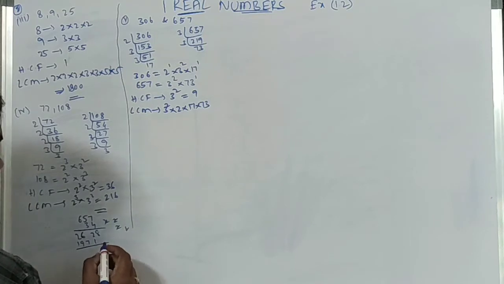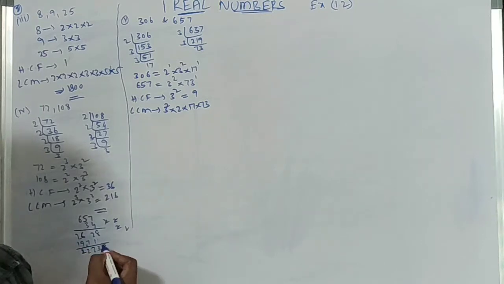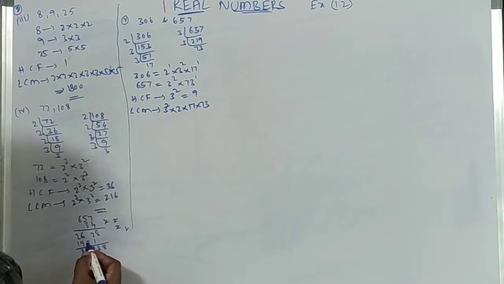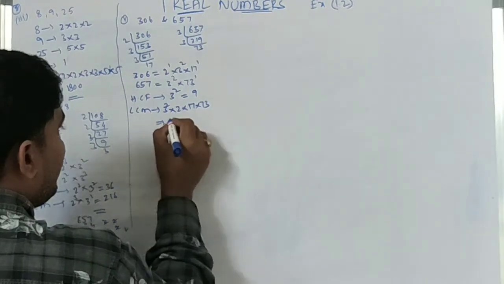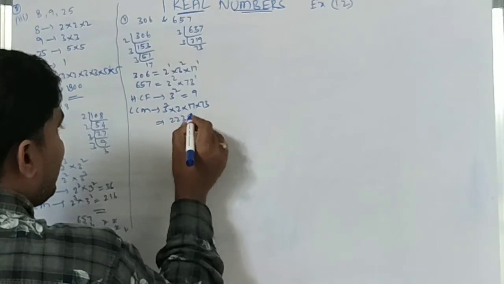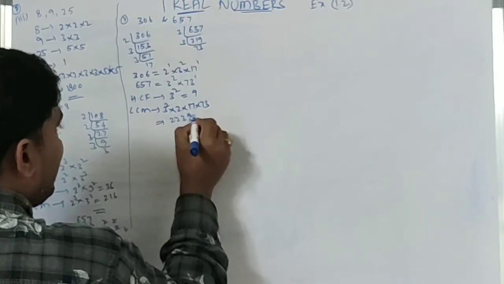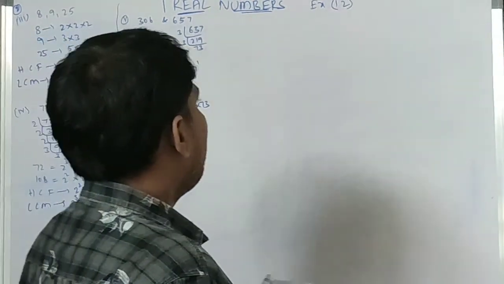So if we add, 8, 3, 13, 12, 1 plus 1, 2. So 8 plus 2, 1 plus 2, 3, 7 plus 6, 13, 1 plus 9, 10 plus 2, 12, 1 plus 1, 2. So 22338. So this is the LCM.